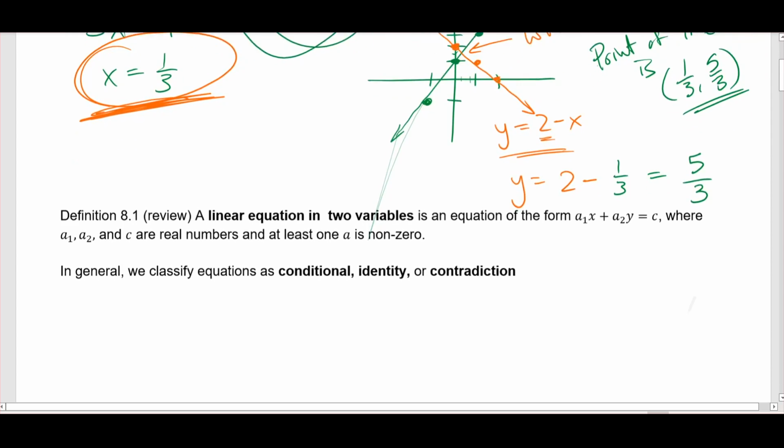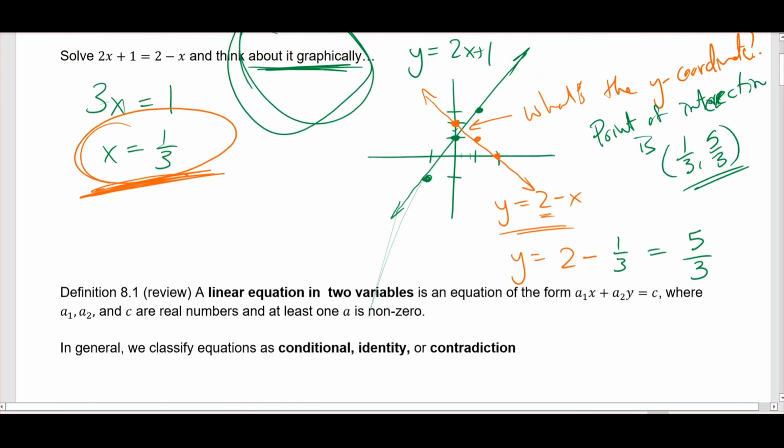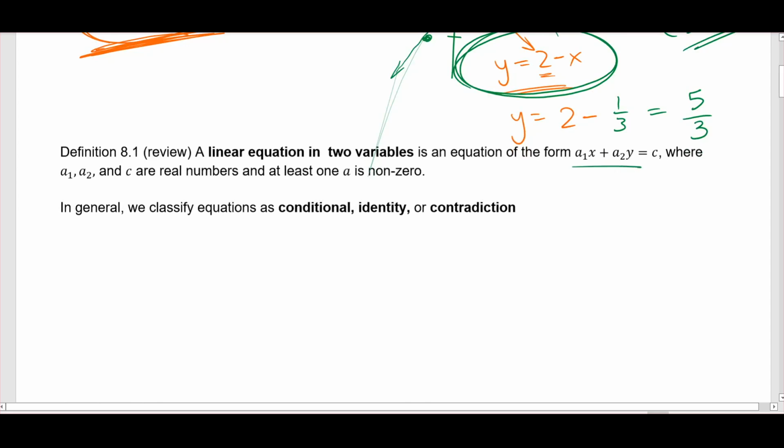So we remember that a linear equation in two variables, which is what we just looked at, where we have the x's and the y's, is an equation of the form ax + by = c, where our a's here are real numbers, and so is c, and at least one of those a's is non-zero. So we have to have either an x or a y involved.